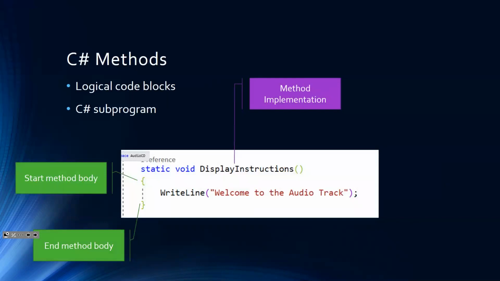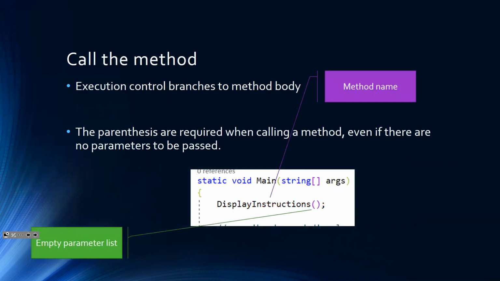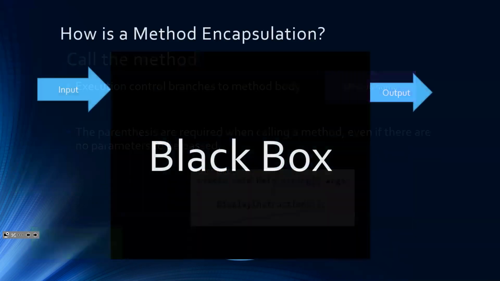Now in this presentation, there are some additional instructions and reminders about the opening and closing curly braces and some of the things that we looked at last week, just to keep reminding you. Remember, our method name is normally uppercase in C#, and to call the method, we just put the method's name.